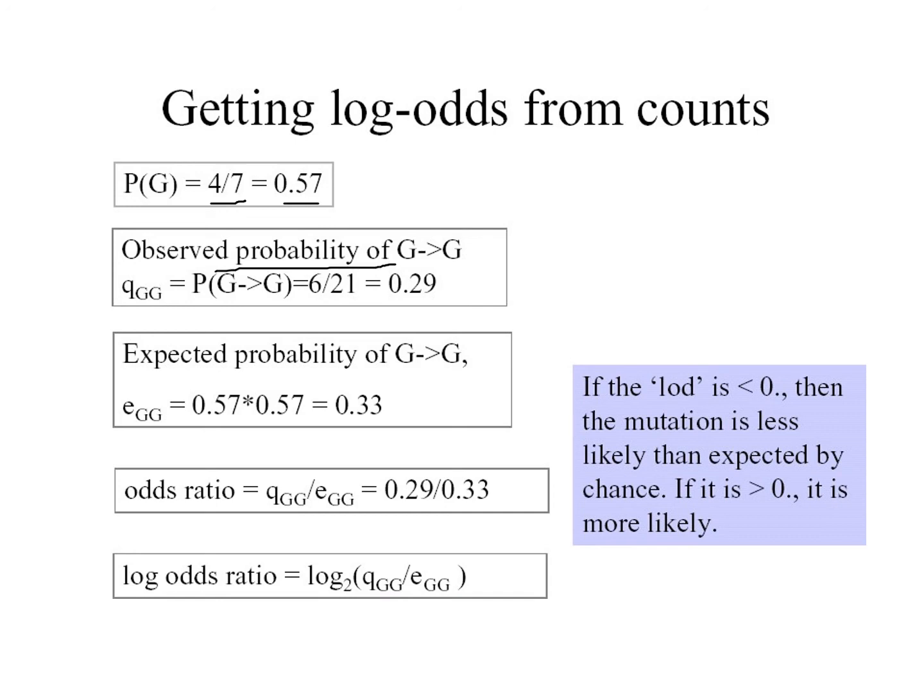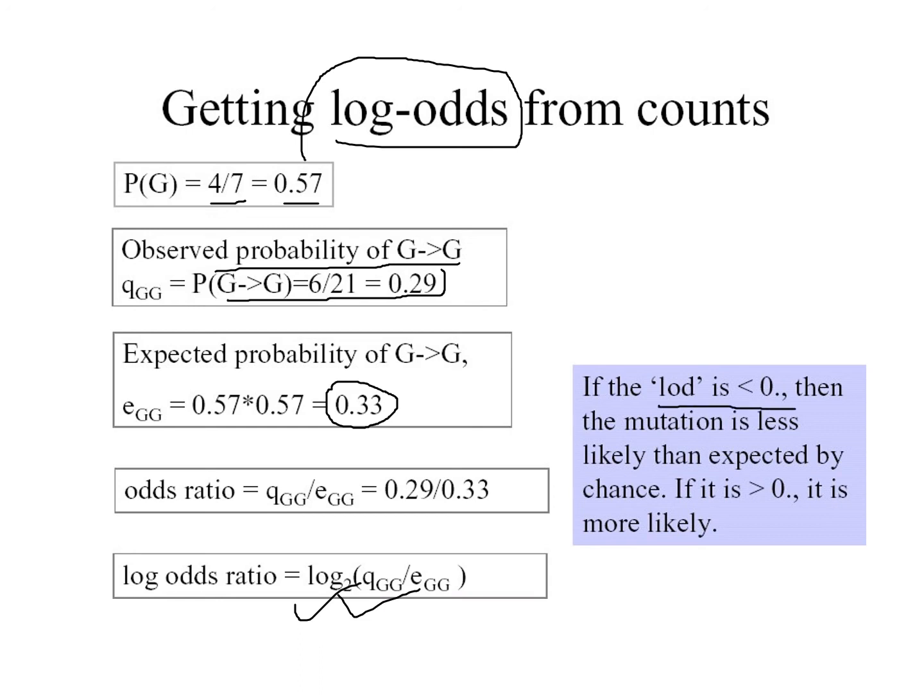So the log odds ratio is observed value by expected value. This is 0.29 by 0.33, into log base 2. This is how it comes basically. You can get tons of examples of log odds ratios, so this is a very easy topic. Also, if the log odds ratio is less than 0, then the mutation is less likely than expected by chance; if it is more than 0, it is more likely. In this case, it is less likely than expected.